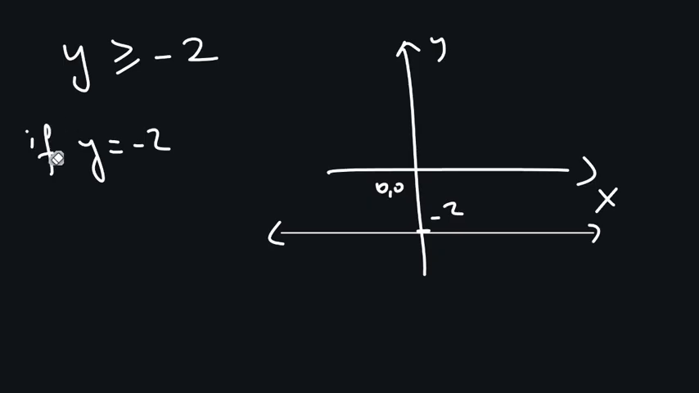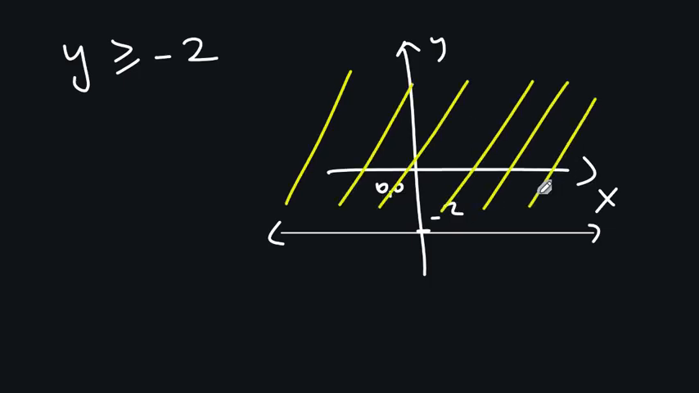And the inequality says y greater or equal than negative 2, which means we will shade the upper part, because in the shaded area y is greater than negative 2, and since we have the solid line, it also means that the points on the line are included.